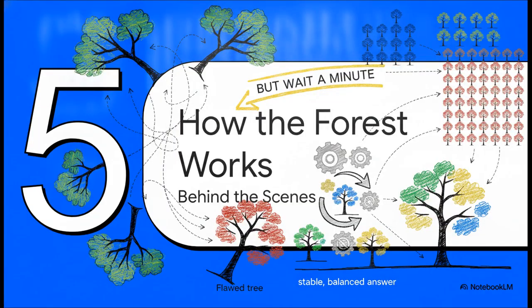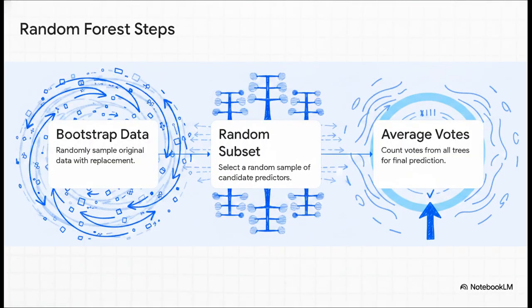Okay, final section. Let's look under the hood. How does the forest actually work? Now hold on a second. If we just feed the exact same training data into 1,000 trees, wouldn't we just end up with 1,000 identical clones of the same flawed tree? Well, this is where the magic really happens. The random forest forces independence among the trees in a couple of really clever ways.